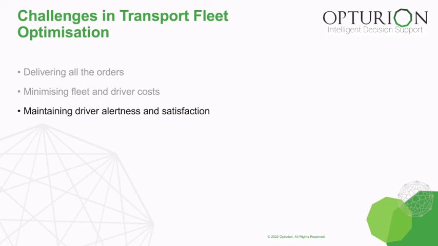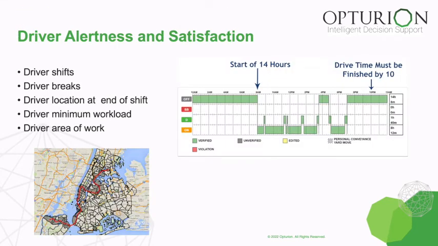However, there are still further constraints and requirements, and this is about the driver, by ensuring that drivers can stick to their shifts, that they have breaks during their shifts, that they end up at the end of a shift somewhere near home, so they're not driving a huge long way at the end of the shift. We want to actually ensure that contractors have a minimum workload so that they don't leave and not offer their services to the company anymore. And often we sometimes want to make sure that drivers have an area of work where they deal with familiar customers.